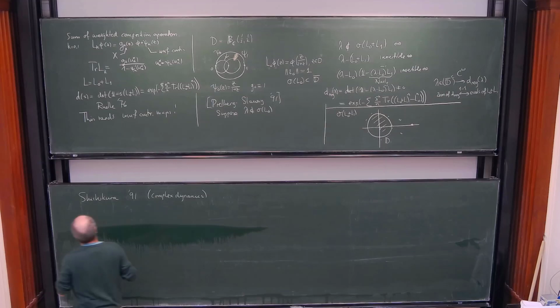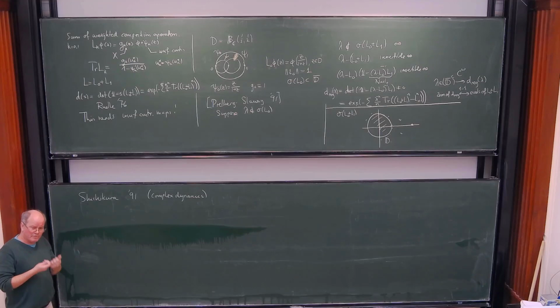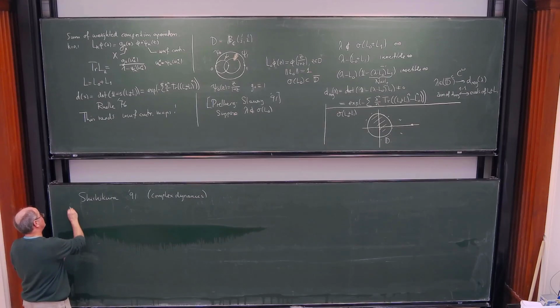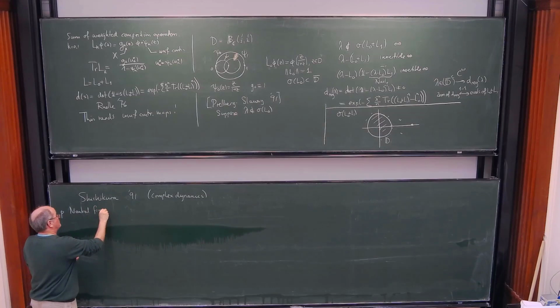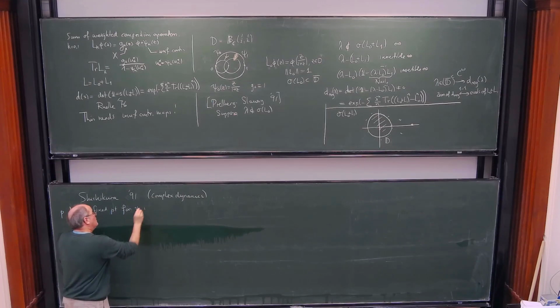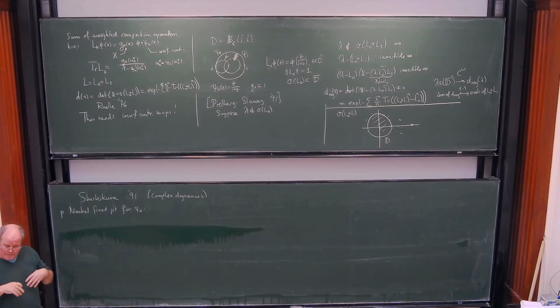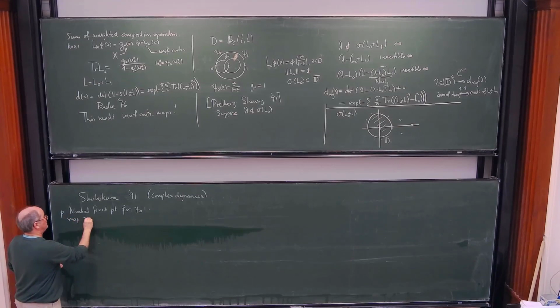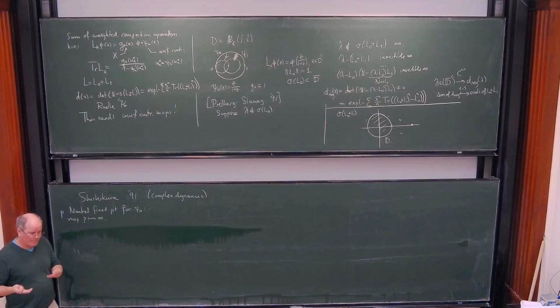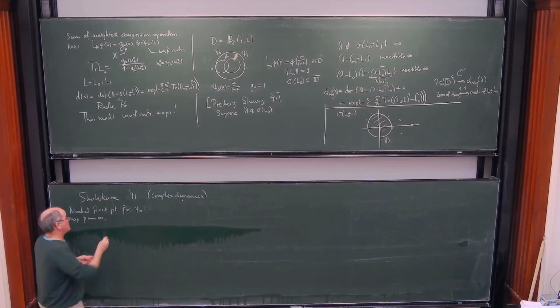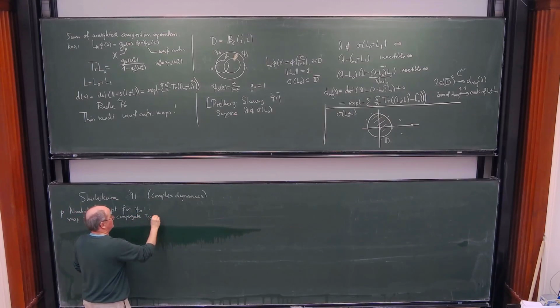So he was looking at how to treat neutral fixed points in complex dynamics. His idea was, for neutral fixed points, so if P is a neutral fixed point for some map, to take this neutral fixed point and map it to infinity. So map P to infinity. And at the same time, you can ensure that you may conjugate psi 0 to a shift map.